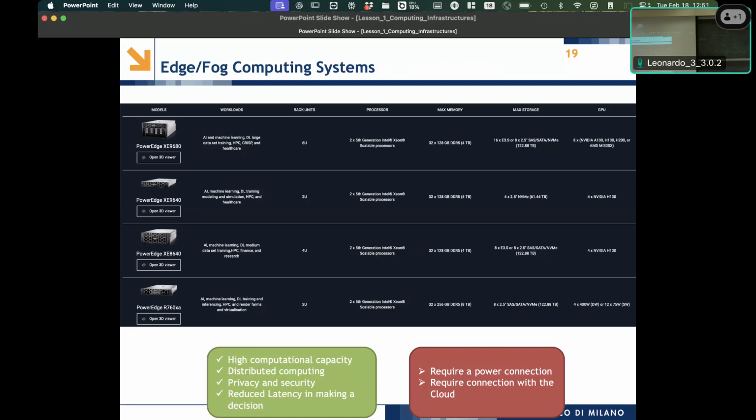Which are the issues? The issues are related to the power connection. These are servers. You cannot run on battery. Moreover, for some processing you still require some cloud connectivity. If you look at the processing, maybe the processing with the cloud is intermittent, not continuous. You offload a heavy task, whatever you cannot run locally, but you still usually require connectivity to the cloud in this system.